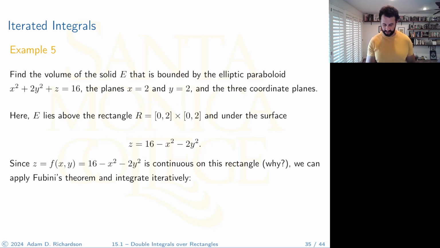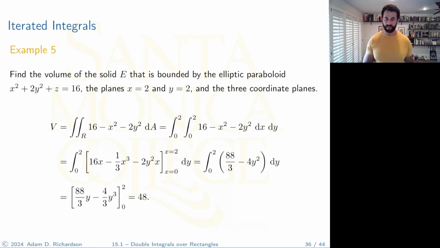I basically just solved this equation for z, and this is the surface, which we can write as a function of x and y. This function is continuous on that rectangle. Why is that? Why is this function continuous? I'll leave that for you to answer. Because it's continuous and we're on a rectangle, we can use Fubini's theorem and integrate iteratively.